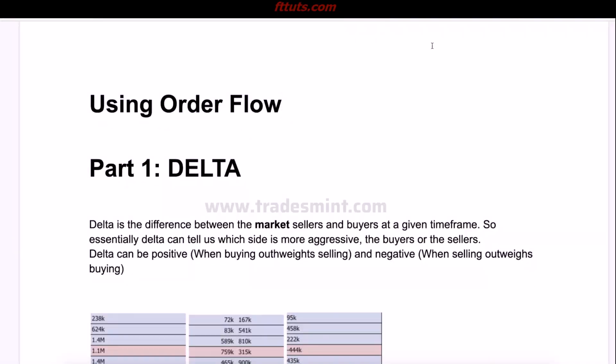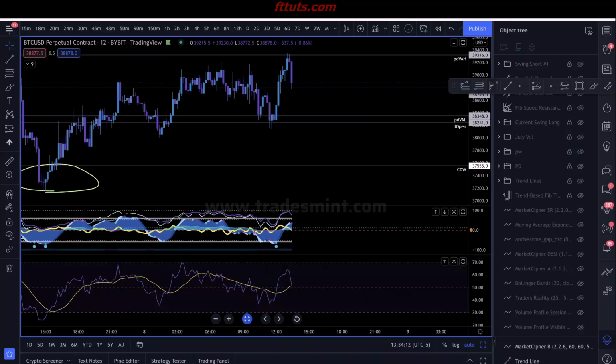Okay, and so we are going to basically break this down. We're going to talk about delta, we're going to talk about open interest, we're going to talk about CVD. In the next few sessions, we're really going to be focusing on these things and showing exactly how we're going to use these things to enter into some good positions.